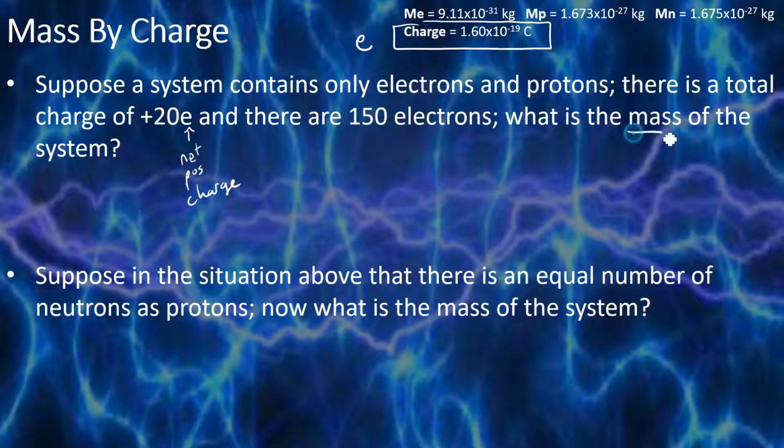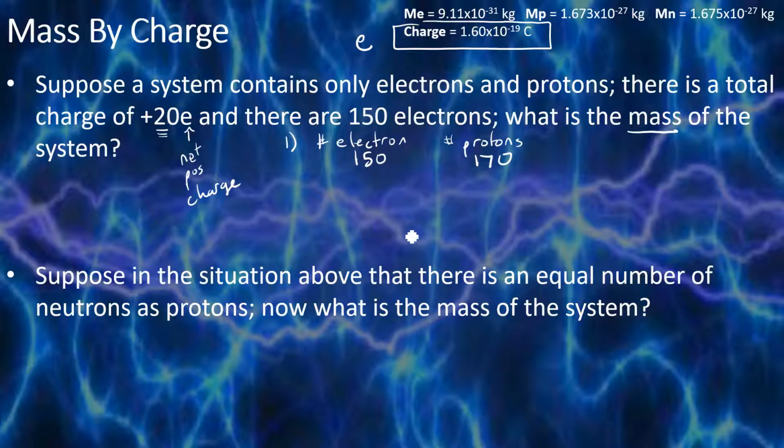And now we're asked, well, what is the mass of the system? So the first thing we're going to do is find, well, what are the number of electrons, and what are the number of protons that we have? So we're told explicitly that we have 150 electrons, but we know that we have a plus 20 charge, which means we have 20 more protons. So we have 170 protons.